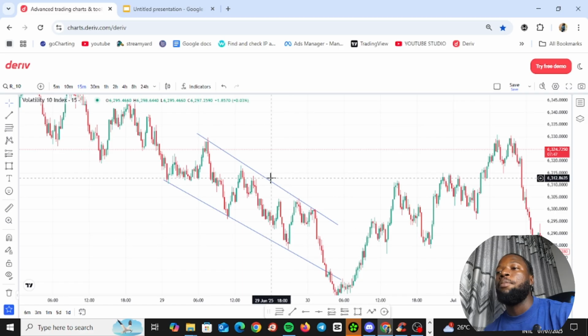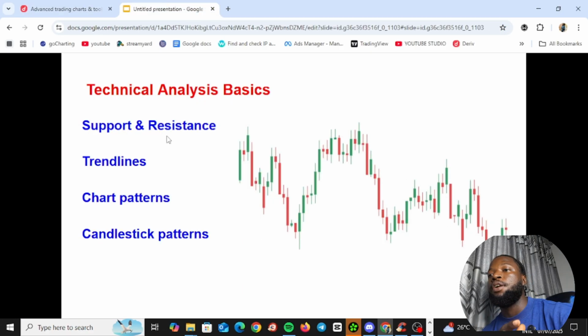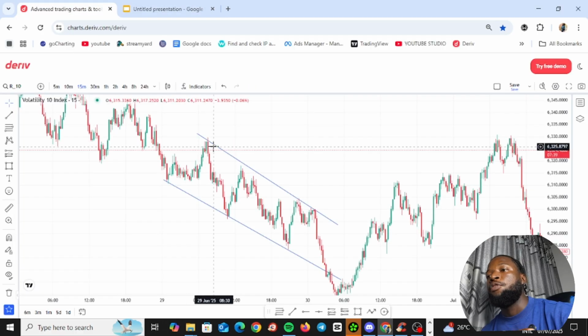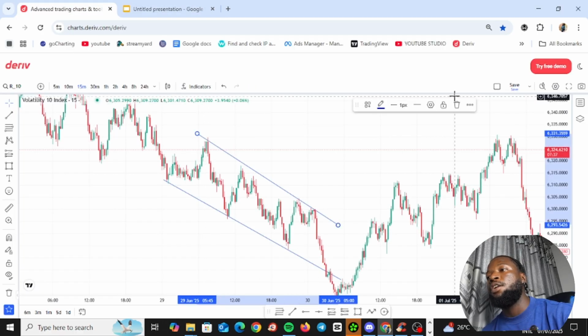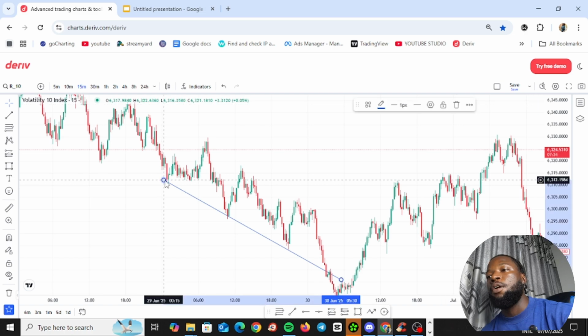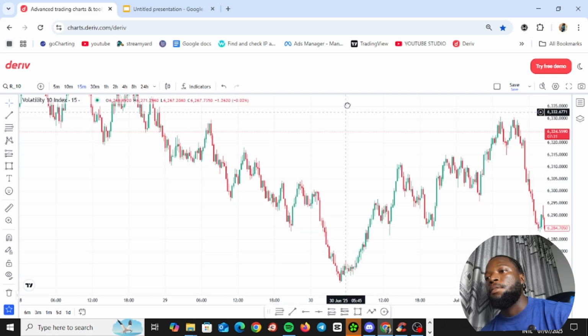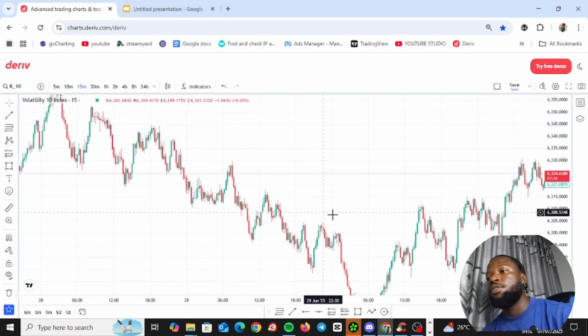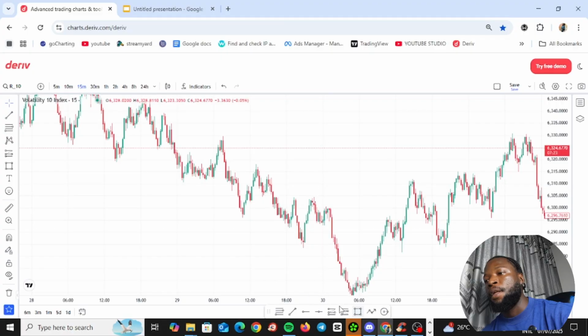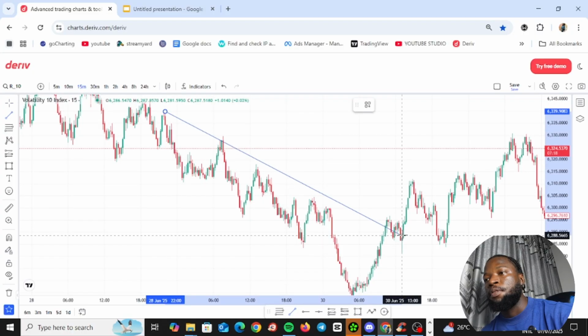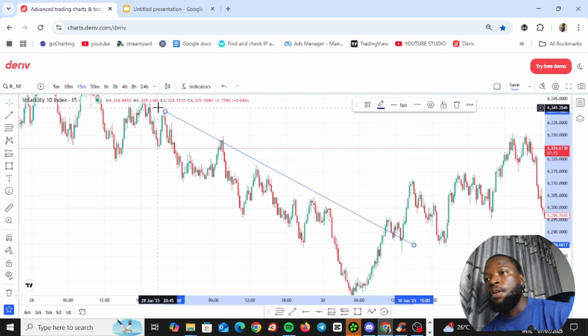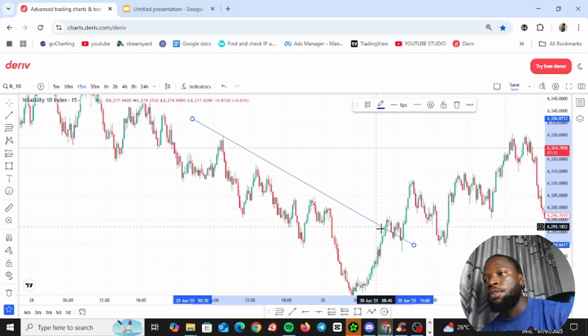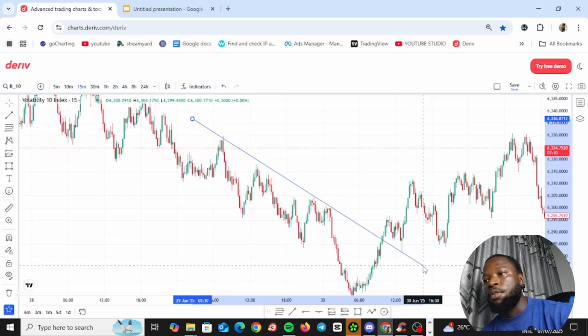Okay, so that is all about support and resistance. And the next one is going to be trend line. Okay, trend lines. Now for trend line, they have a similar relationship. Take for example, if I have my trend line resistance at this point, I'll mark it from this point, to this point.